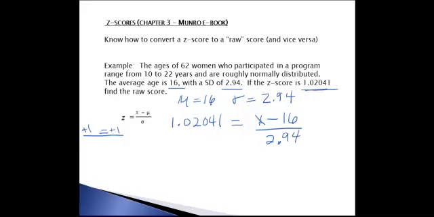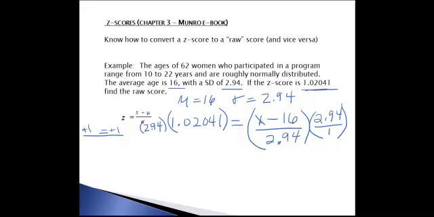So here, right now, 2.94 is dividing the quantity x minus 16. And I don't want this fraction. I want to get rid of it. So what can I do to get rid of it? Well, I do the opposite of division. So I multiply. And I multiply this side by 2.94. Why? Because that number is in the denominator, and I want to be able to cancel it out. And what I do to one side, I have to do to the other to keep the equality.